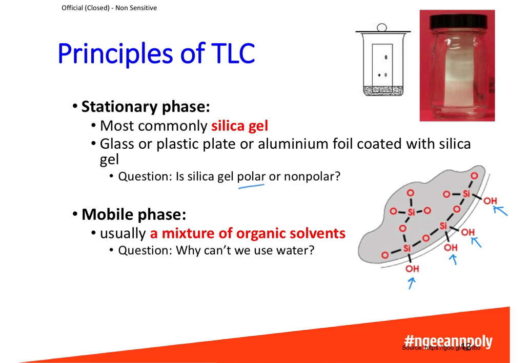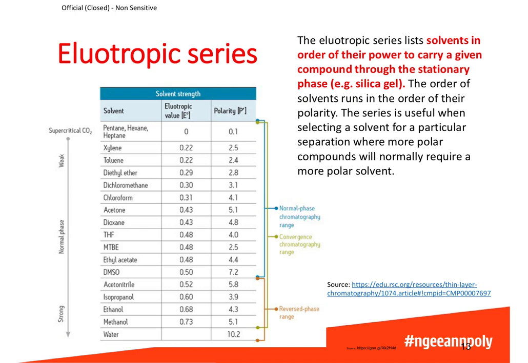The mobile phase for TLC is usually a mixture of organic solvents, and we do not use water because water can actually dissolve the silica on the stationary phase. To help us select the solvents for TLC, we can take a look at the eluotropic series. This series lists the solvents in order of their power to carry the compound through the stationary phase. The solvents on top of this list are less polar.